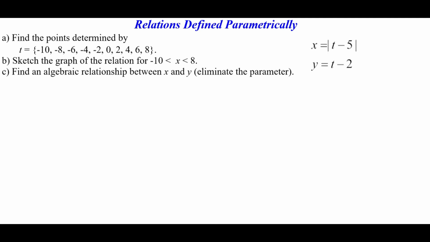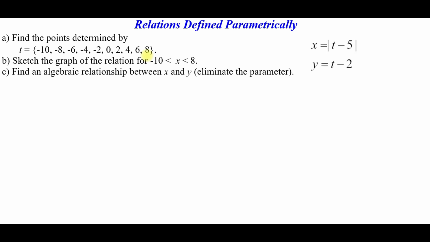All right, so taking a look at a second example, find the points determined by -10, -8, -6, -4, etc., until we get to 8. So it looks like we're looking at some even integers there and 0. We're going to sketch the graph of the relation, and we're going to find an algebraic relationship between x and y. So this time I want to use the graphing calculator to help us out here.